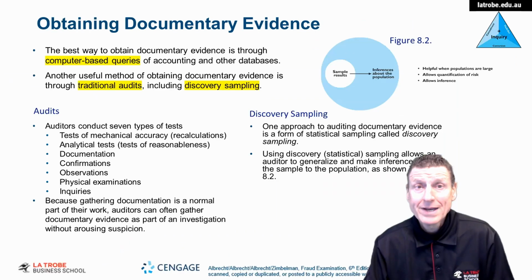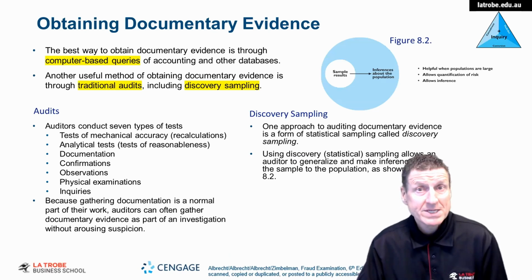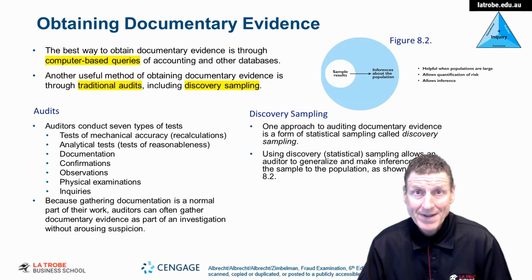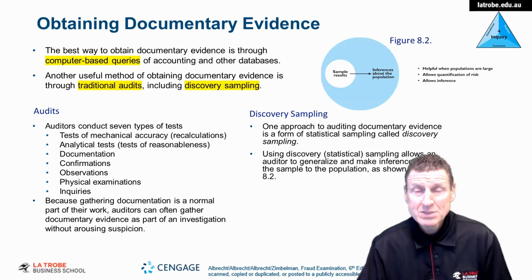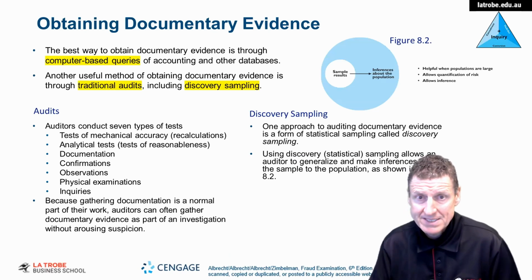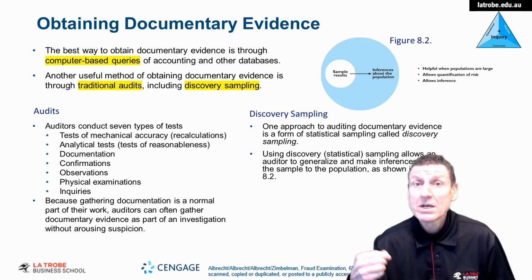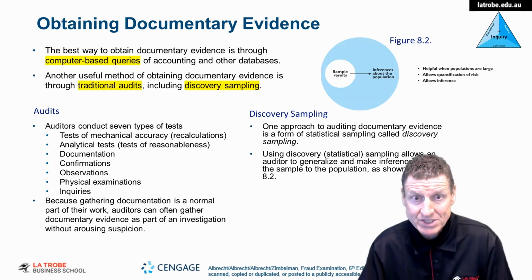Wow. All right. Obtaining documentary evidence. So, of course, through auditing and through discovery sampling. Now, you learn all about auditing in another unit. My job is not to teach you auditing here, but just be aware that auditors conduct 7 types of tests: accuracy, analytical, documentation, confirmations, observations, physical examinations, and inquiries.